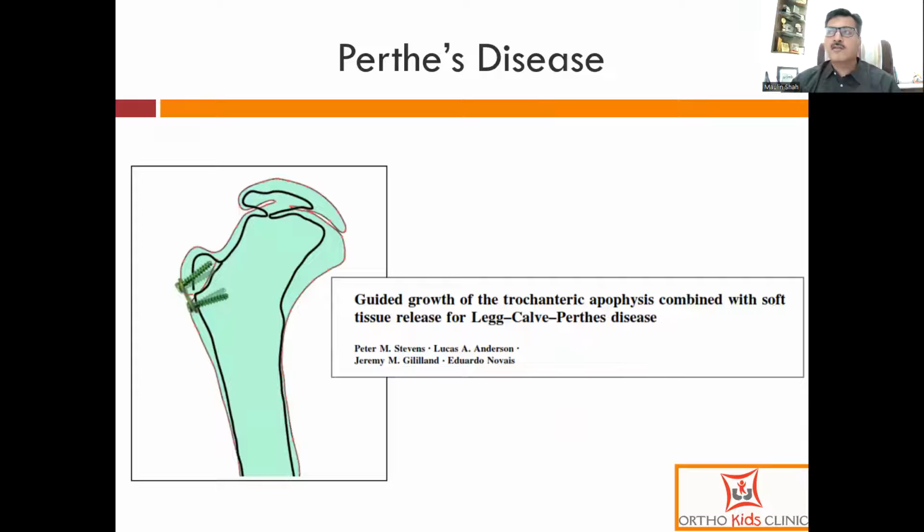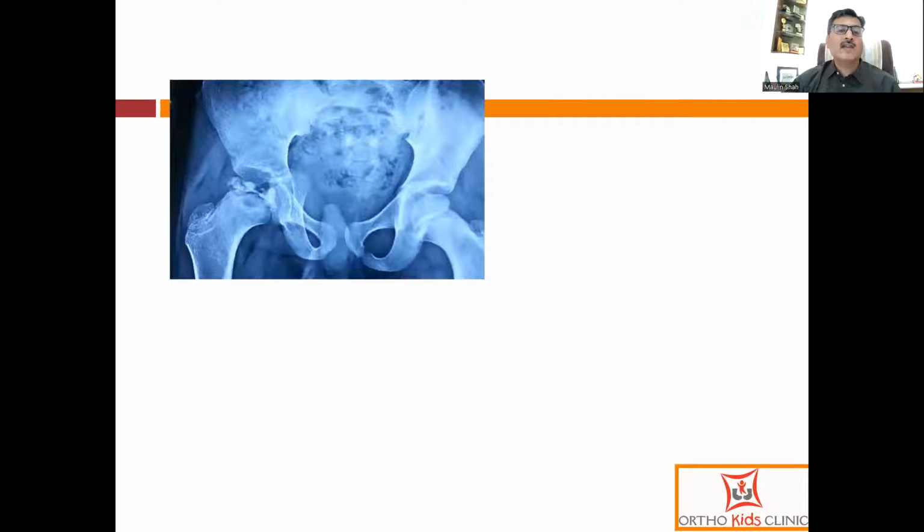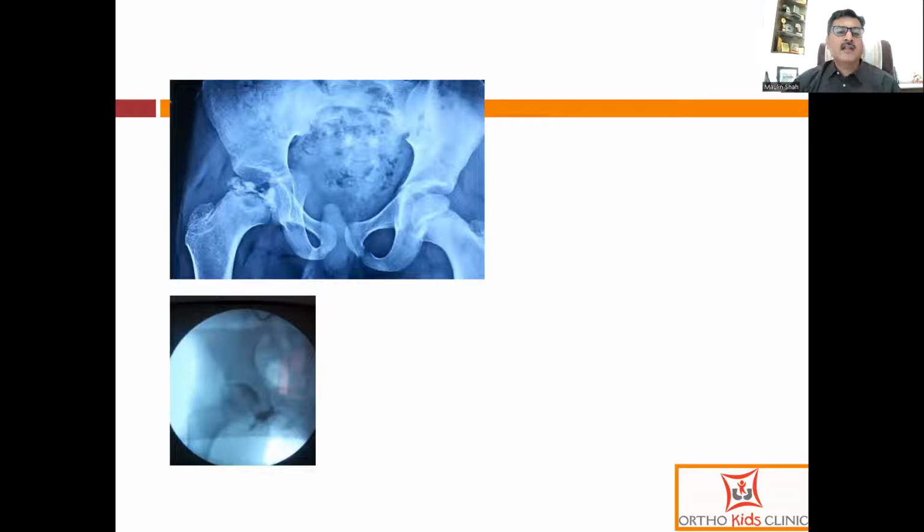Perthes disease: Dr. Benjamin Joseph has always suggested and guided us to do varus derotation osteotomy. At the same time, you do drill epiphysiodesis of the GT growth plate. Patients like this presented to us in advanced disease with an intact Shenton's arc, where with an adductor tenotomy and arthrogram, you see the head is very well contained.